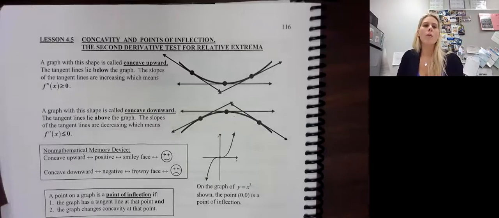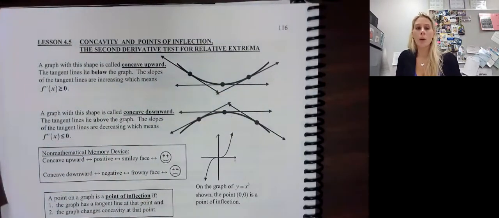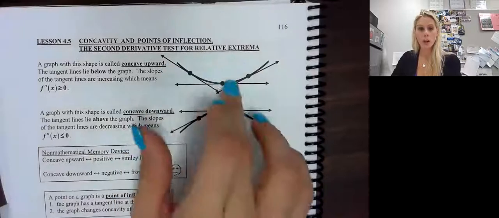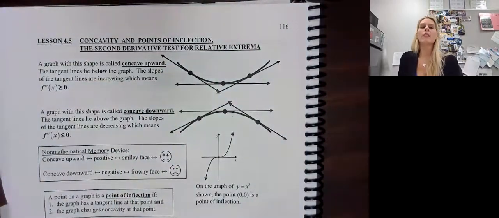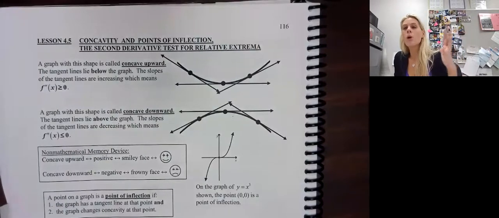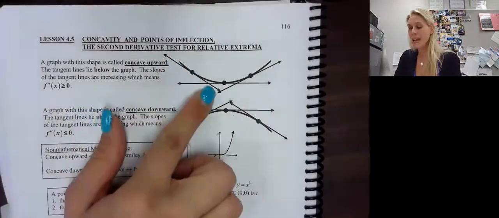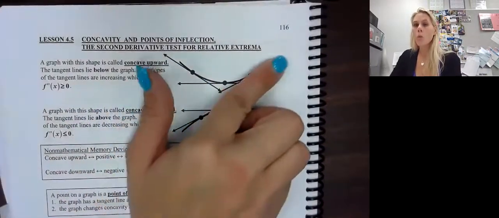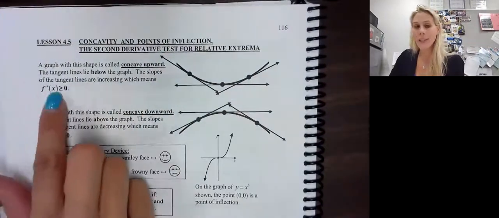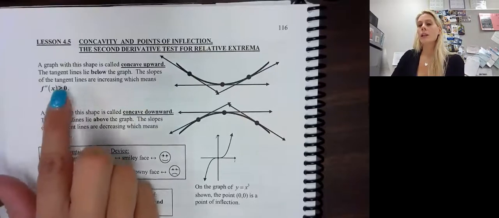A graph with this shape right here is called concave upward or concave up. The tangent lines are below the graph, so you see all the tangent lines have to be below the graph, and the slopes of the tangent lines are increasing. What that means is that as you go right, your slopes are increasing. So let's say this is -1, 0, 1. So as we move to the right, it's increasing. So that means the second derivative is greater than or equal to 0.